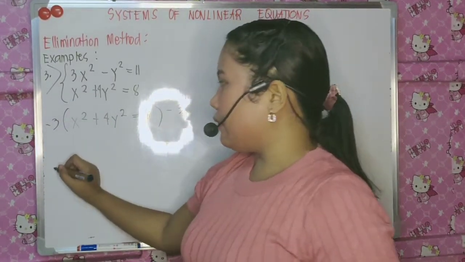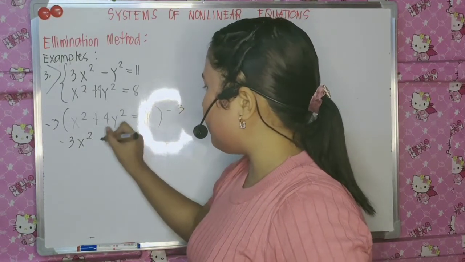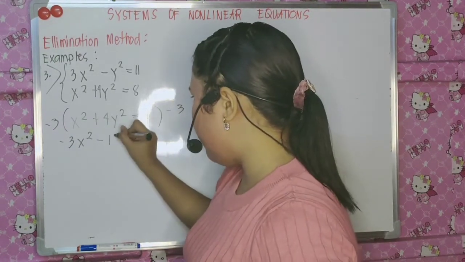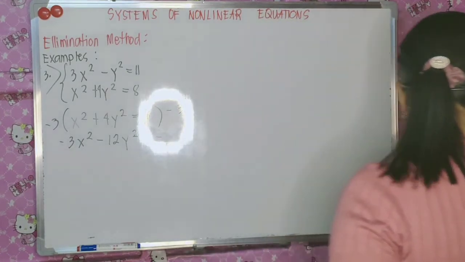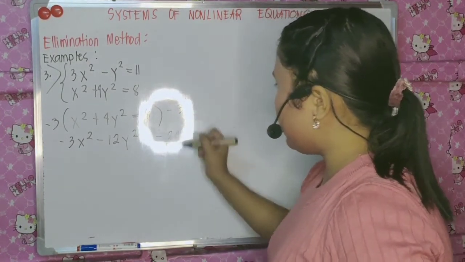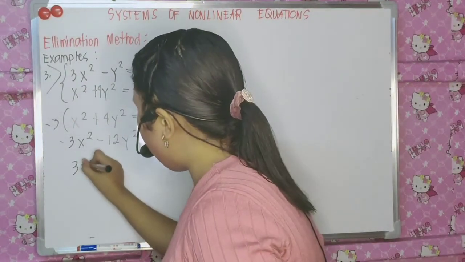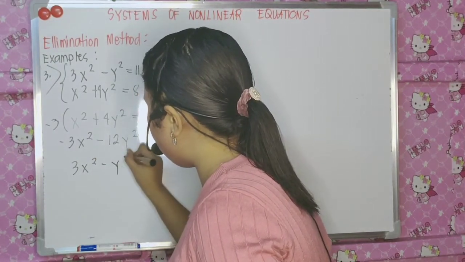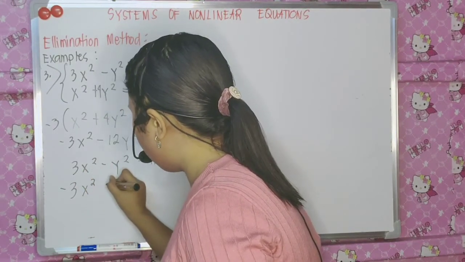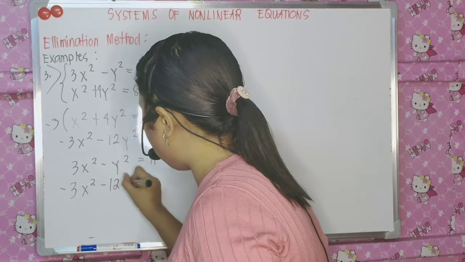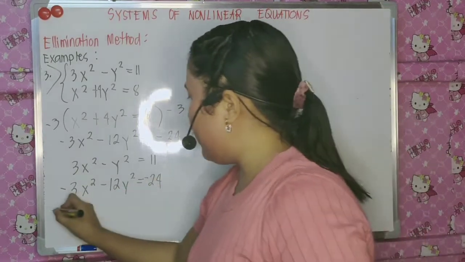So, negative 3 times x squared becomes negative 3x squared, plus... or rather, negative. So, we have negative 12y squared and then negative 24. Okay? So, after that, let's copy the first equation. We have 3x squared minus y squared equals 11. Then, negative 3x squared minus 12y squared equals negative 24. So, here it is. We got it. Okay? So, let's solve it.